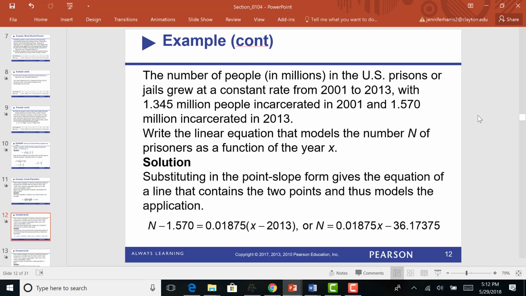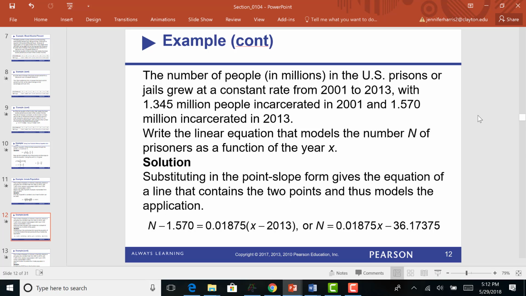1.57. Okay, so I'm just gonna put in the place of the y, how many people? What was the rate? 1.57. Okay? And over here, what do we do? Plus b. What am I missing that I didn't put in? What year was that? In 2013. All right, so there we go, plus b. I plugged in for 2013, there was 1.57 million incarcerated.